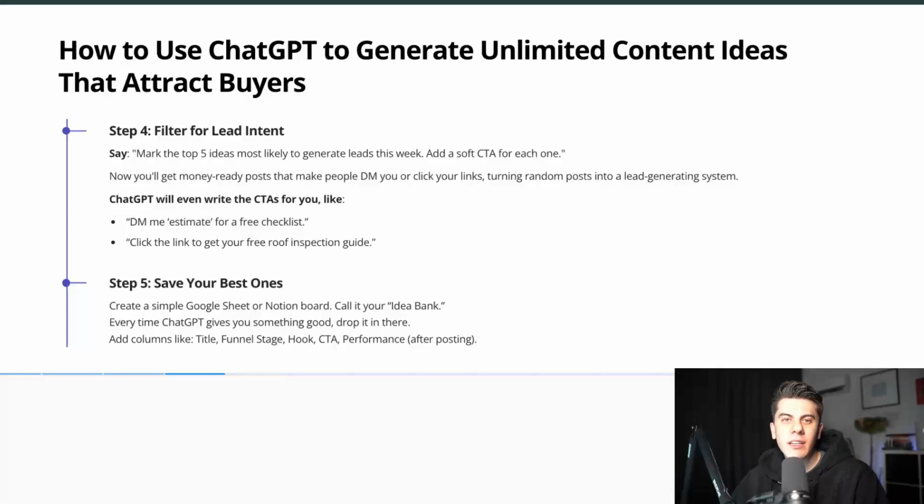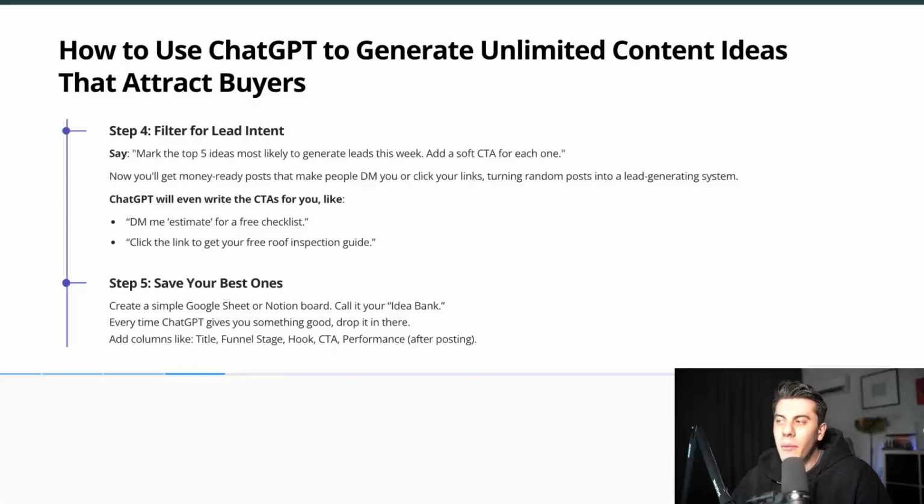Now, you'll get a short list of your money ready posts, the ones that make people DM you or click your links. Now, ChatGPT will even write the CTAs for you like this: DM me the word estimate for a free checklist. Click the link to get your free roof inspection guide. And just like that, you've turned random posts into a content system that drives leads.